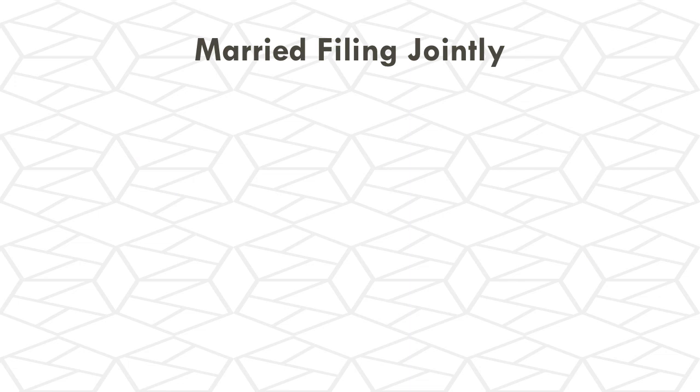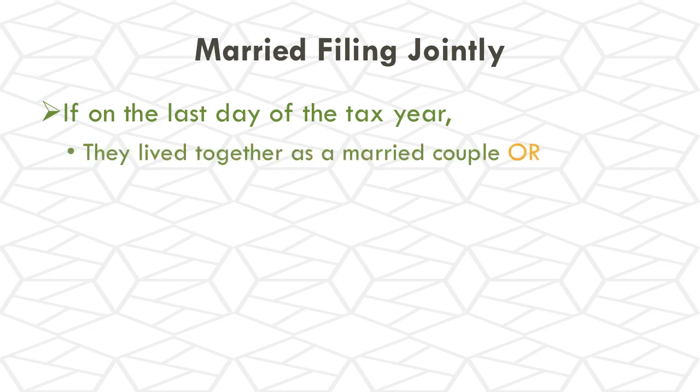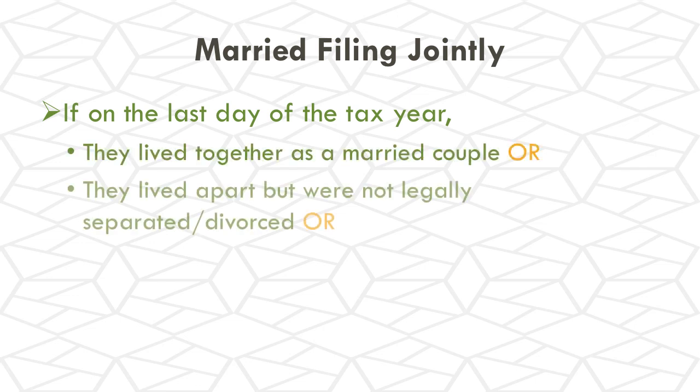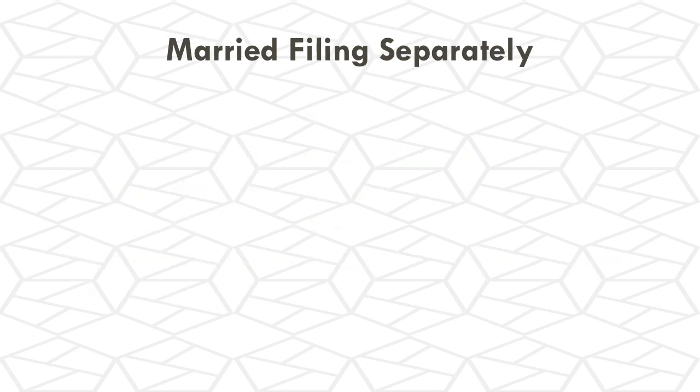The next filing status is married filing jointly. So if on the last day of the tax year a taxpayer lived together as a married couple, or they lived apart but they were not legally separated or divorced, or one spouse died during the tax year and the taxpayer did not remarry, then the taxpayer can file as married filing jointly.